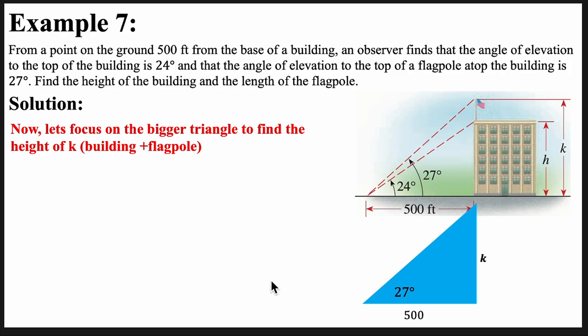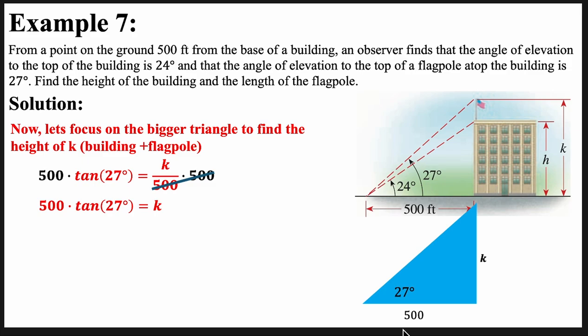So tangent of 27 is going to be equal to K over 500. Multiply both sides by 500. You get K equals 500 times the tangent of 27. Using a calculator, that simplifies into 254.76. That means the height of the building plus the flagpole is approximately equal to 255 feet.